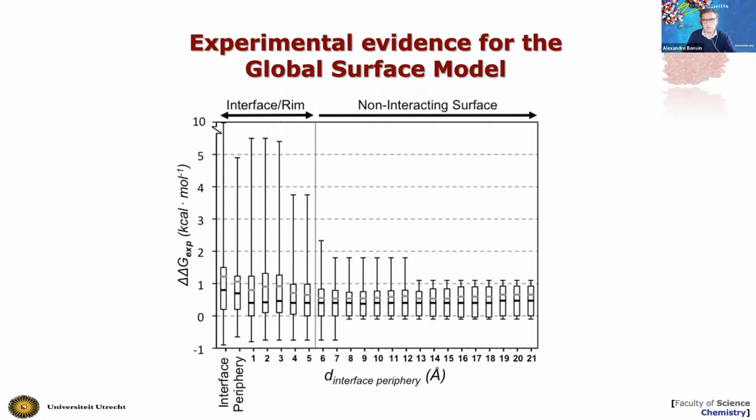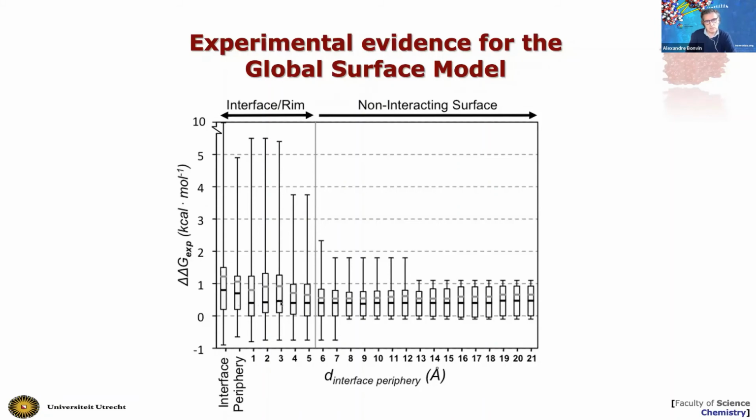So there are databases where you can extract this information, and we classify those free energy changes as a function of the distance from the interface. So if you do a mutation in the interface, this can have a huge impact, of course, on the complex formation. It can kill your complex completely, so that's not surprising.